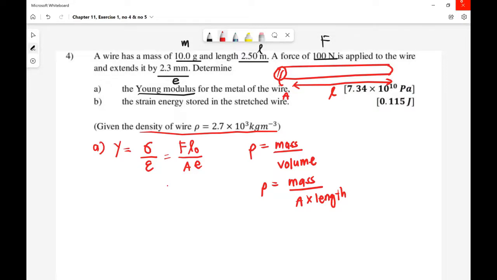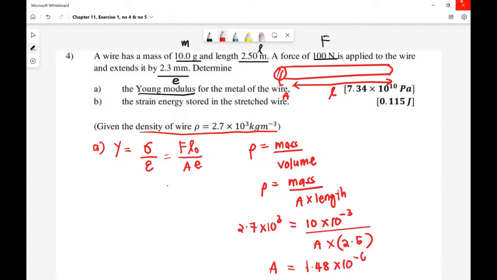Gantikan density 2.7 times 10 to the power of 3, and then mass 10 gram convert to kilogram, so times 10 to the power of negative 3, and then area A is the unknown that you have to find, and then length or original length of the wire is 2.5. Okay, so boleh dapat cross sectional area equals 1.48 times 10 to the power of negative 6, and the unit is meter squared.